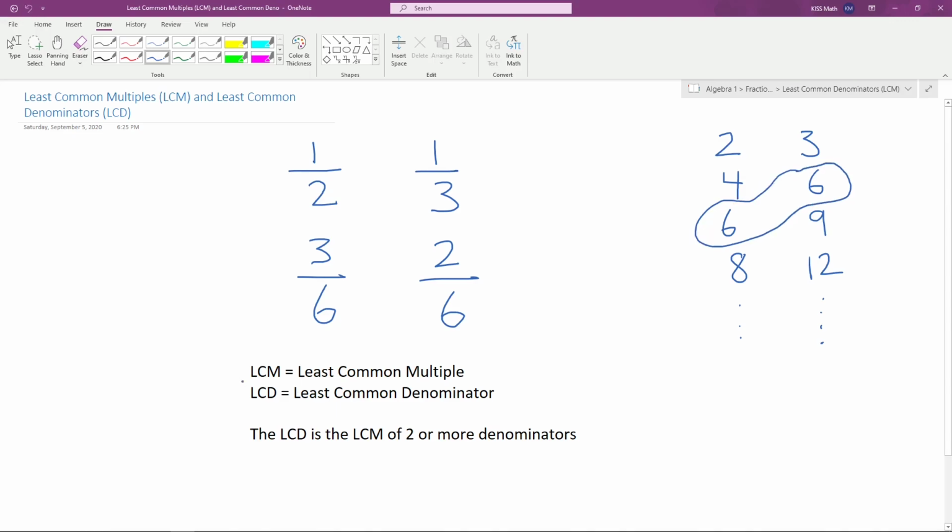So looky here, the LCM is the least common multiple of a set of numbers, and if those set of numbers happen to be denominators of fractions, then that LCM is also called the least common denominator, or LCD. Once you find the LCD of two or more fractions, it's like they're on the same radio frequency and can talk to each other, and that's when you can do things like add or subtract them.